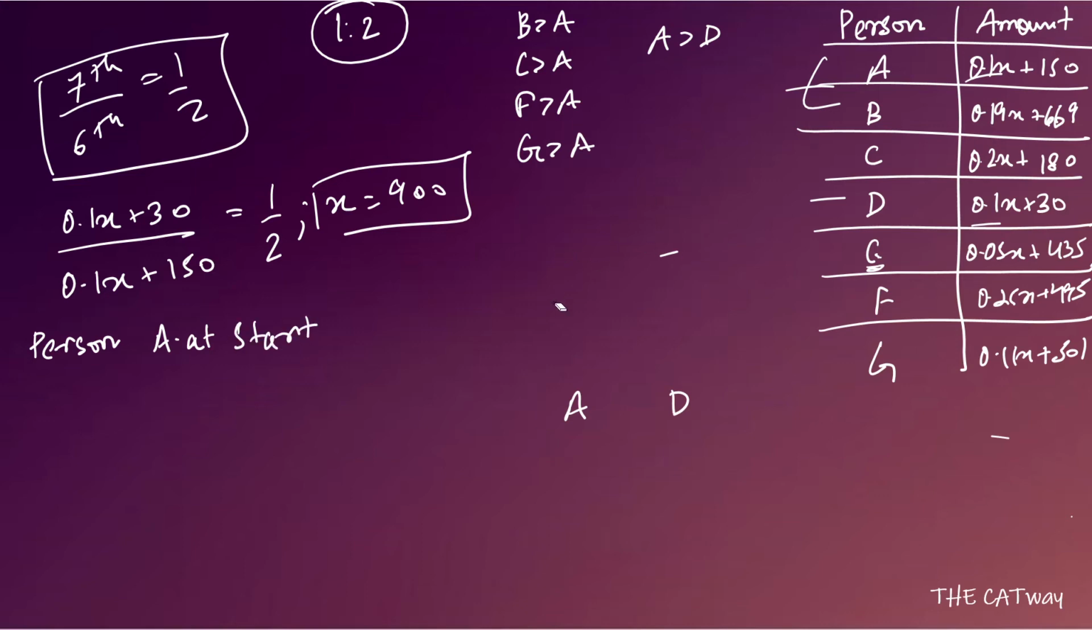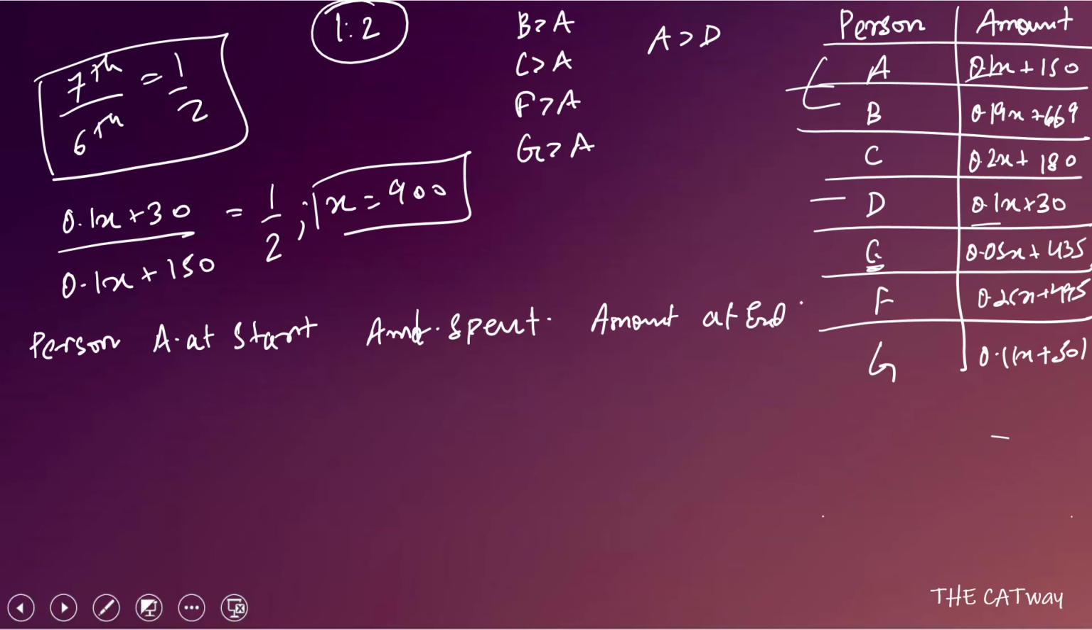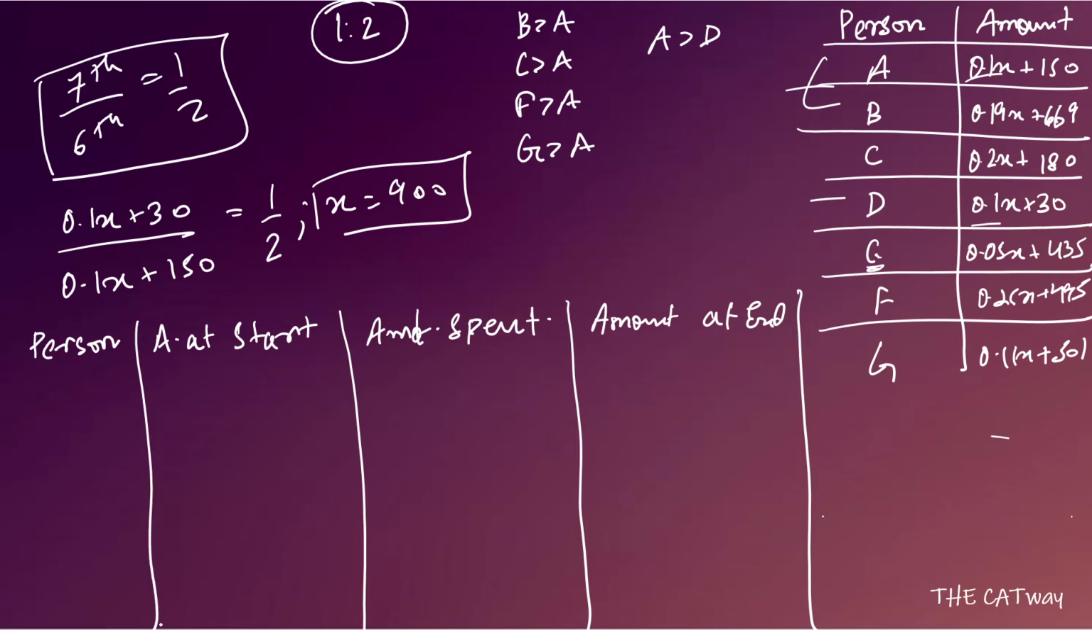Let me remove this too. Okay, amount at start, amount spent, and we have amount at end. So this is the table which we are going to make, because upon this only the questions have been asked to us.